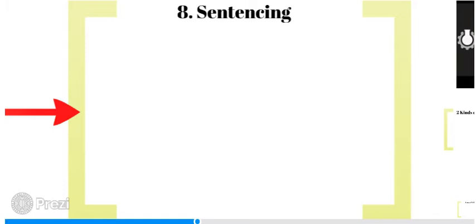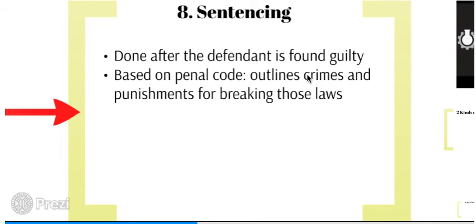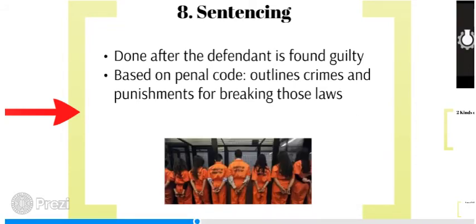And then number 8, our very last part, is sentencing. Let's say that you are convicted. That means that you have been found guilty. And so if a person, let's say Joe Dirt, our defendant here, has been found guilty, his sentencing is based on what's called the penal code. It's just basically a long list of crimes and their matching punishments.